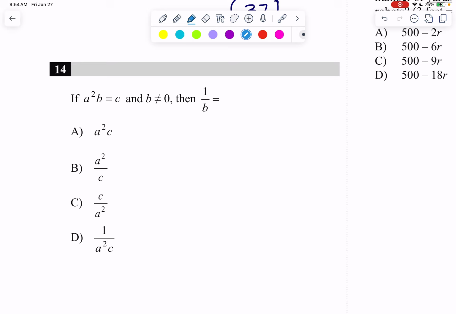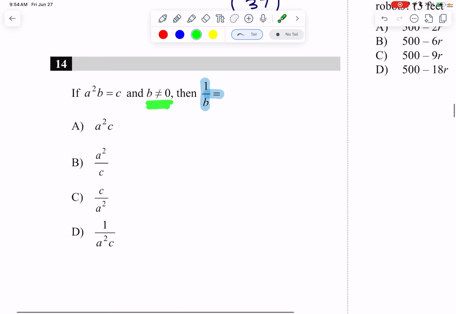And then we'll say that B does not equal 0. When B does not equal 0, then we want to know what 1 over B equals. Now you might be thinking, why did they tell me that B can't equal 0? Well, let's remember, if B is in the denominator and it equals 0, we would have something that's undefined. That's not allowed in math. So that's why they had to put this restriction that B can't be 0 in order for this problem to work. So let's pick some numbers.